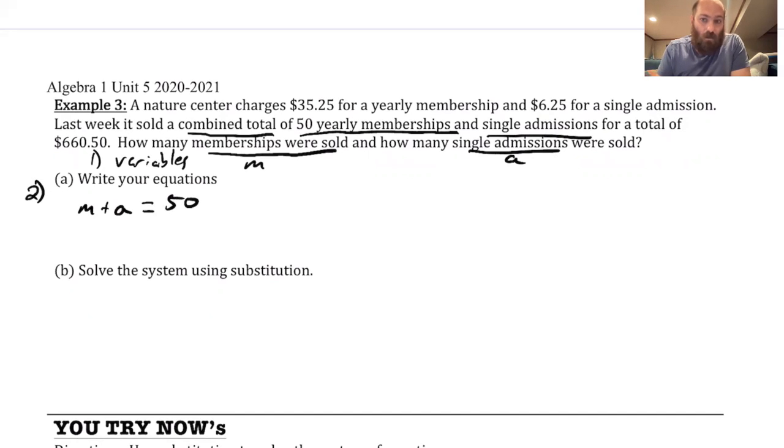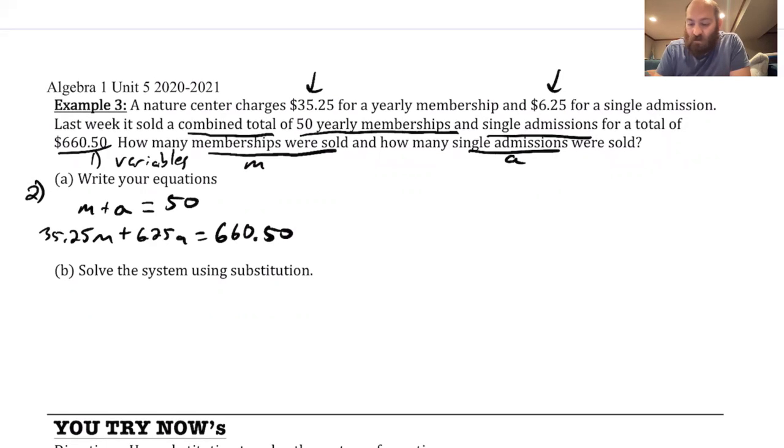There it is. The total is $660.50. That is going to be based on the money that's being charged for everything. So if we look at the yearly memberships, that is going to be charged $35.25 per membership. This is how I represent the cost that was raised just from yearly memberships: $35.25 M. And $6.25 times A will equal $660.50. Now we have our 2 equations with 2 variables.